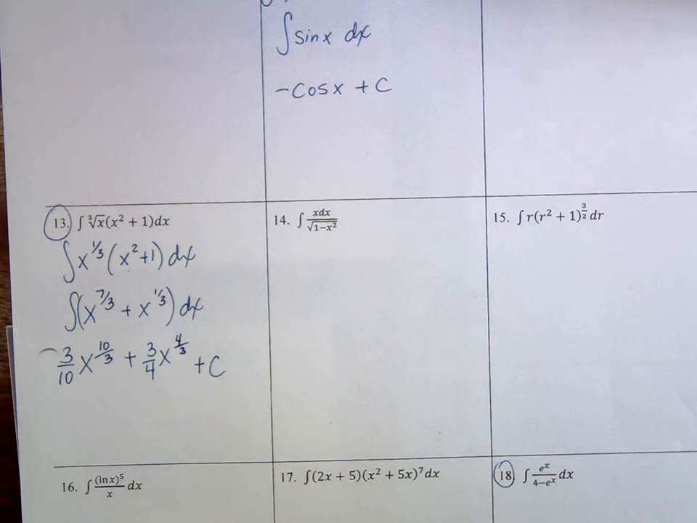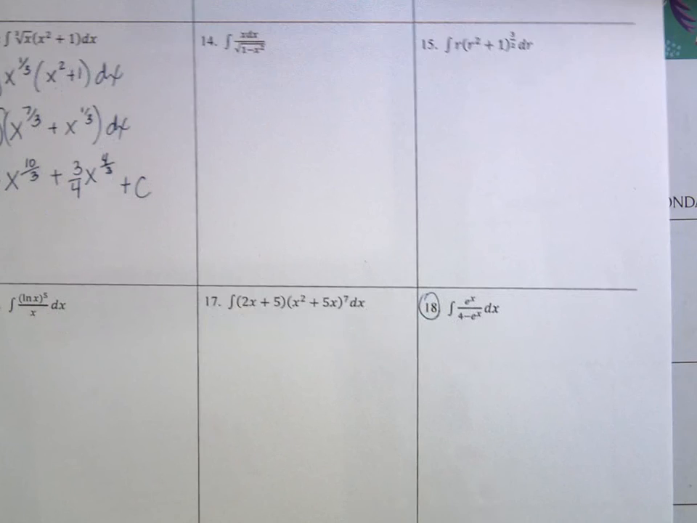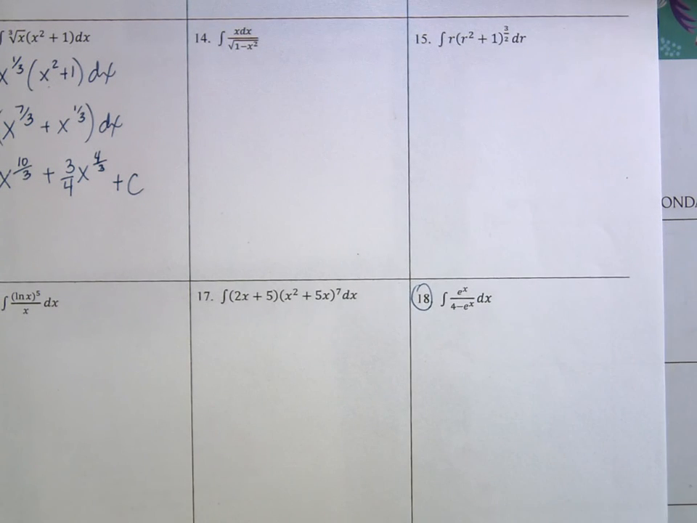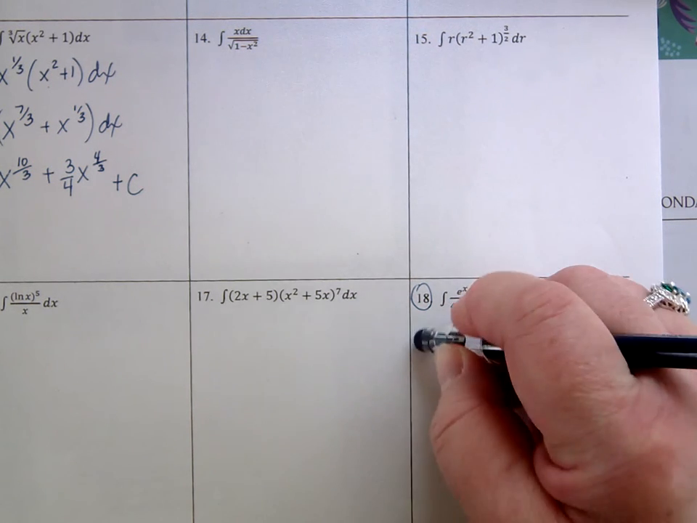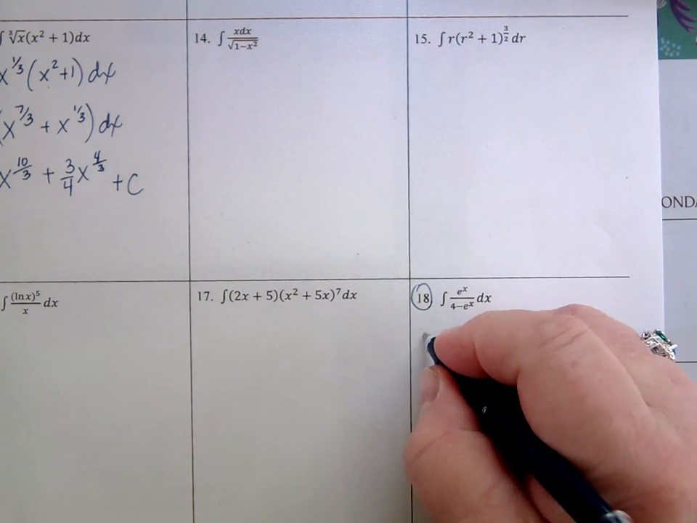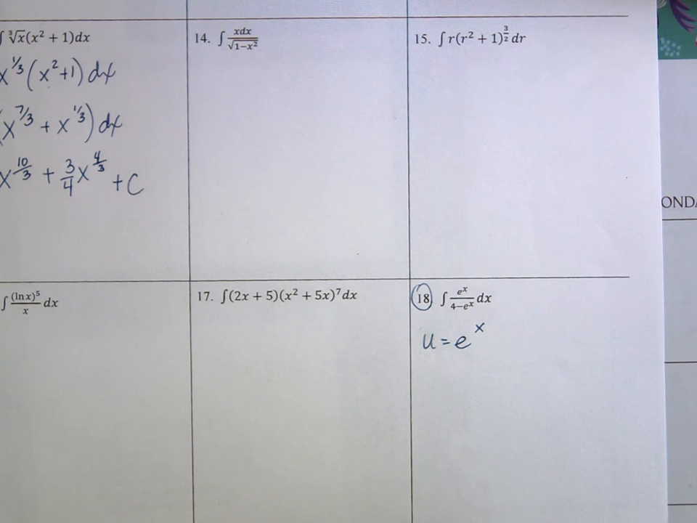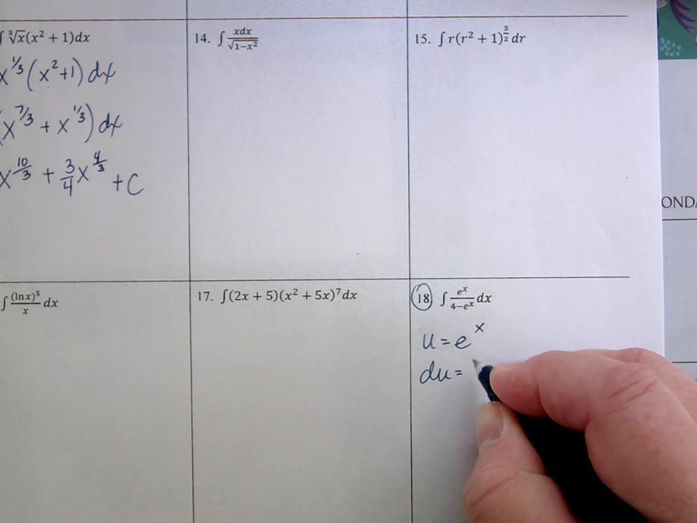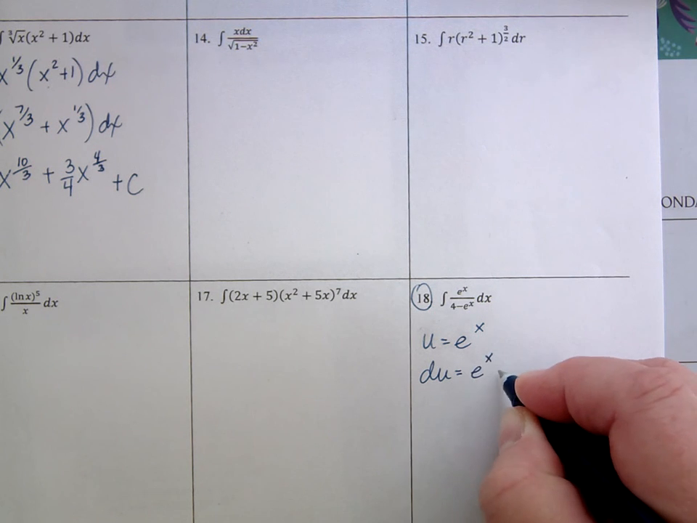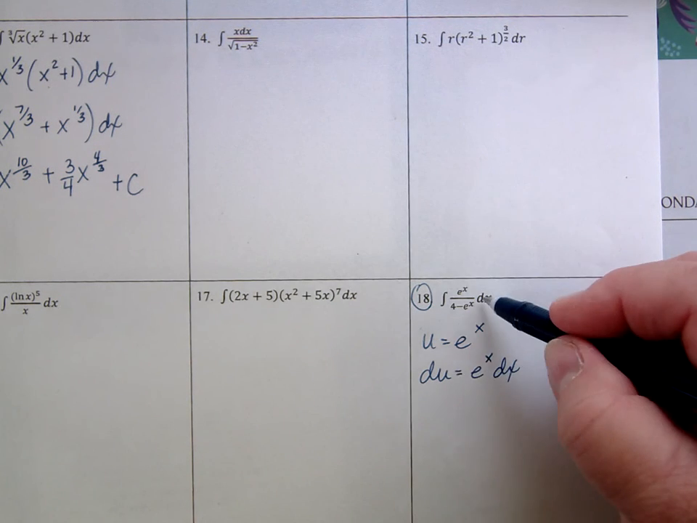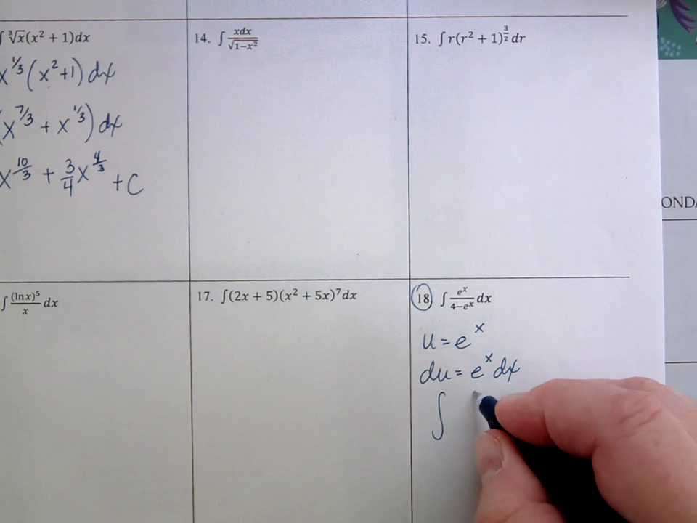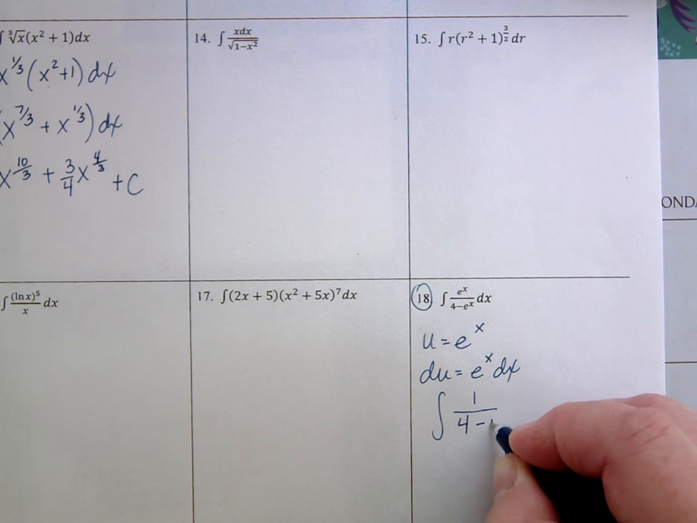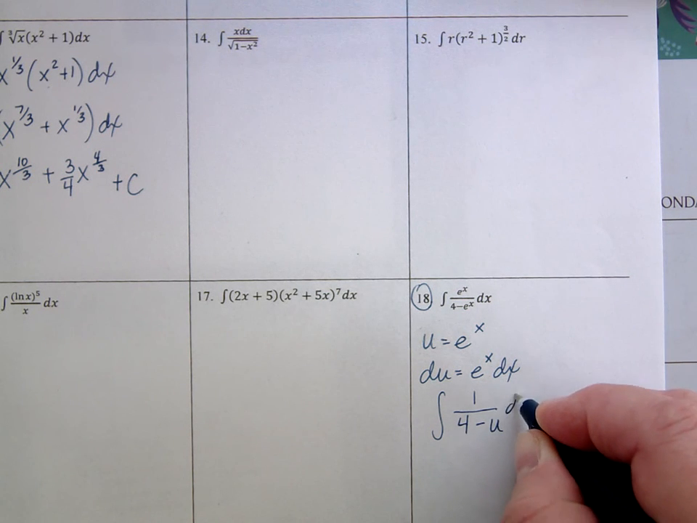And then the last one that I want to do that looked kind of funky to me was number 18. And number 18, you're going to look at this and you're going to let the e to the x be your u. So I should say u equals e to the x. So if I were to find the derivative of that, that's du equals e to the x dx. I love e to the x because the derivative is the same. And look, I have an e to the x dx. That equals du. So that means my integral is really the integral of 1 over 4 minus u times du.